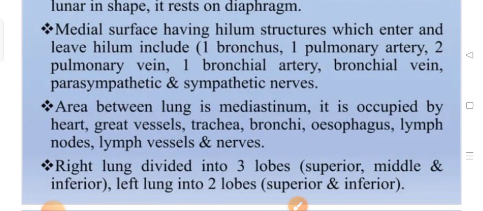The medial surface has the hilum. Structures which enter and leave the hilum include the bronchus, pulmonary artery and pulmonary vein, bronchial artery, bronchial vein, and parasympathetic and sympathetic nerves. The area between the lungs is called the mediastinum. It is mainly occupied by the heart, great vessels, trachea, bronchi, esophagus, lymph nodes, lymph vessels and nerves.